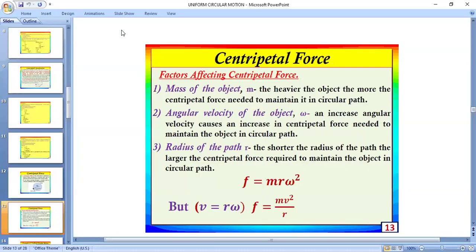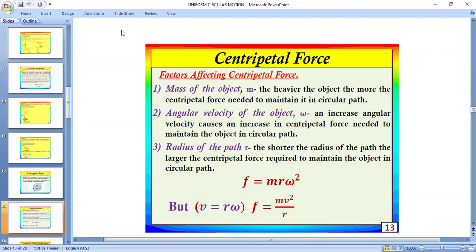But a small car coming at the same position with the same velocity will be able to pass, because this person needs a very small centripetal force to negotiate that bend. Factor number 2, angular velocity of the object, omega. An increase in angular velocity causes an increase in centripetal force needed to maintain the object in the circular path.